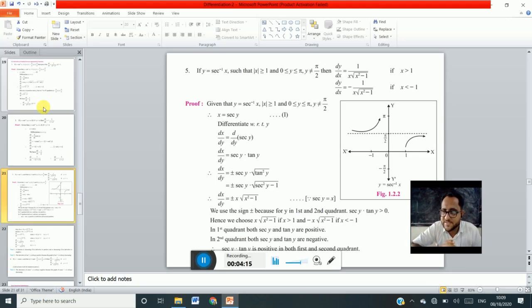These are the 6 standard derivatives of the inverse trigonometric functions. 6 formulas are there. We have to remember them for problem-solving purposes. Okay.